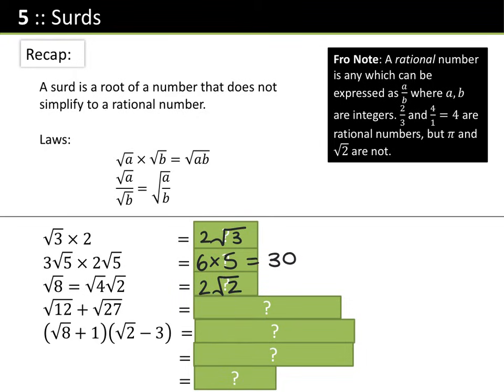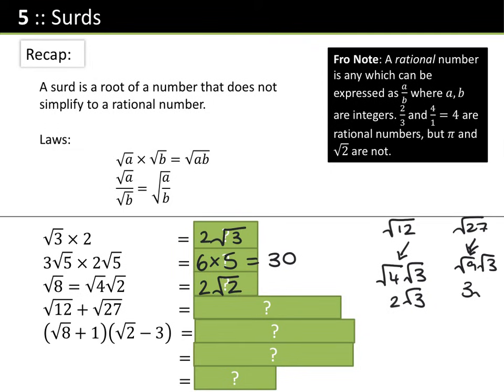Root 12 plus root 27. Well, root 12 can be broken down into root 4 root 3, because 3 times 4 makes 12. Root 4 is 2, so that's 2 root 3. Root 27 can be broken down into root 9 root 3, because 3 times 9 is 27. Root 9 is 3, so that's 3 root 3. So I've got 2 root 3 plus 3 root 3, which is 5 root 3.